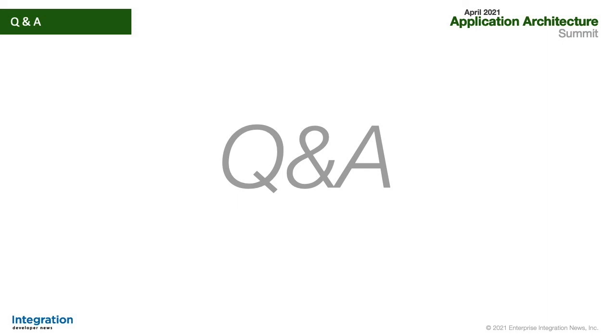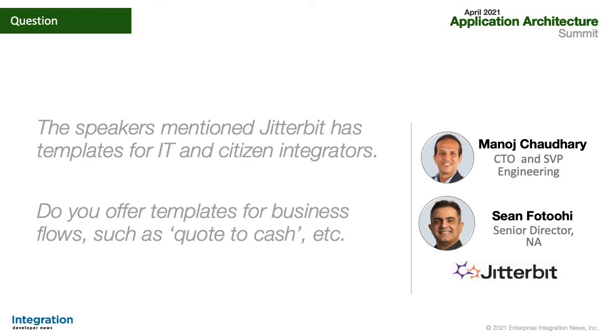Excellent. It was a great session, and as you might expect, we've got questions. So let me get started with this one. Manoj, there was a lot of discussion of templates for these different personas, the IT and citizen integrator, but the question here was very interesting to me. Does Jitterbit also offer recipes or templates for business scenarios, such as quote to cash or shipment to invoice?